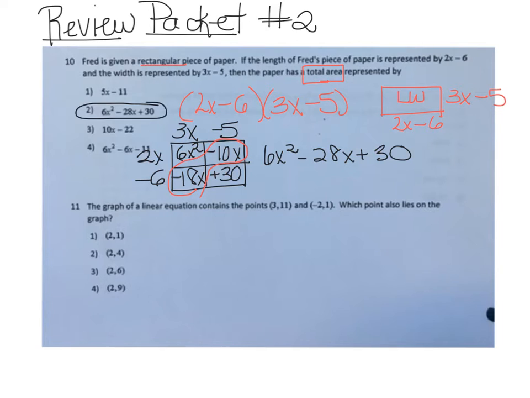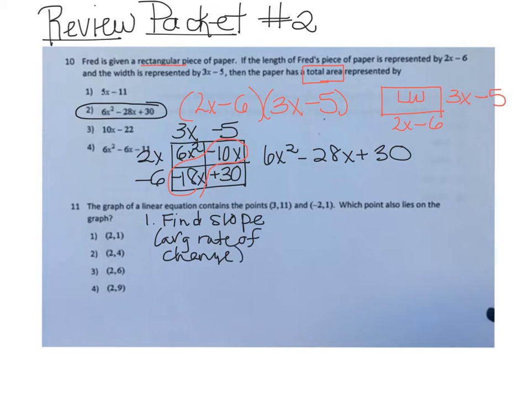It's choice 2. The graph of a linear equation contains the points (3, 11) and (-2, 1). Which point also lies on the graph? Well, the only way to tell this is to be able to write the equation for this line given 2 points. So the first thing that I would do is find the slope. Okay, so that is also known as the average rate of change between the 2 points.